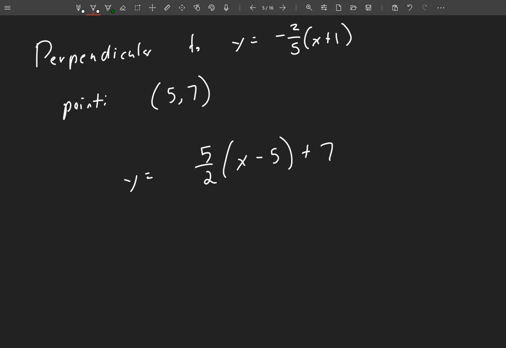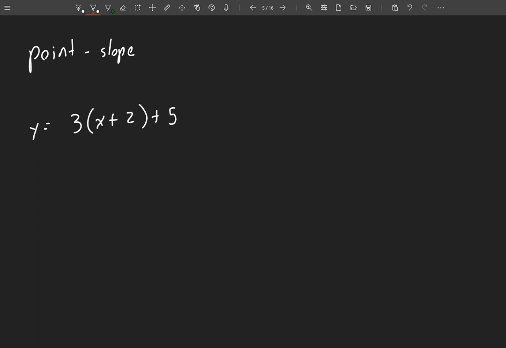Now, let's talk about how you would move from one form to the other. Suppose you were given something in point slope form, something like this, 3(x + 2) + 5, and you want to know what the y-intercept is. Remember, this is not the y-intercept because this is not in slope-intercept form. It's not in y equals mx plus b form, if you will. So this is not the y-intercept.